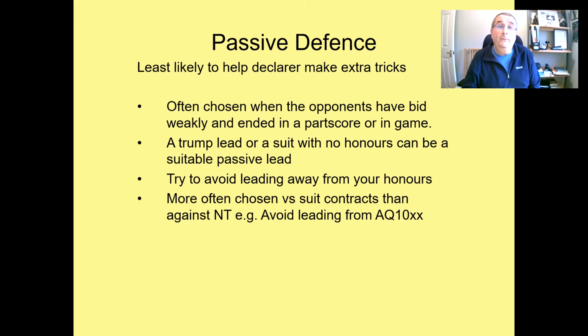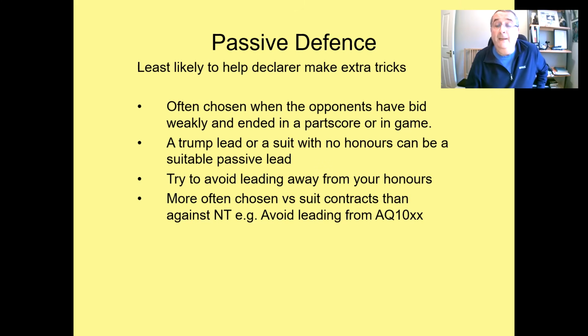And very often we tend to choose passive leads against suit contracts rather than no trump. That is to say, in a no trump contract, it would be quite reasonable to lead away from something like ace queen 10 x x. You'd lead the fourth highest card. But in a suit contract, you often would choose to make a passive lead and not lead that suit holding.